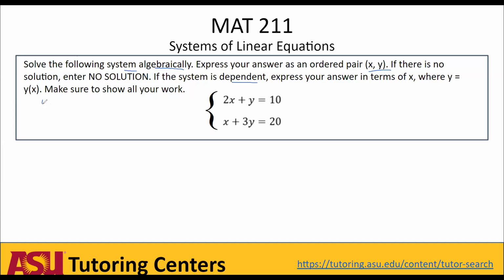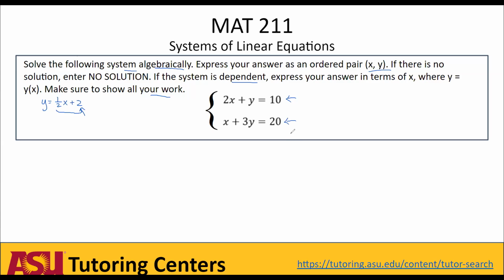So this could be something like y equals 1/2 x plus 2, or some other form like that, but everything on this side will be in terms of x or just a lone coefficient. And we want to make sure that we show all of our work for this. So we have these two equations in our system. We have 2x plus y equals 10, and we have x plus 3y equals 20.